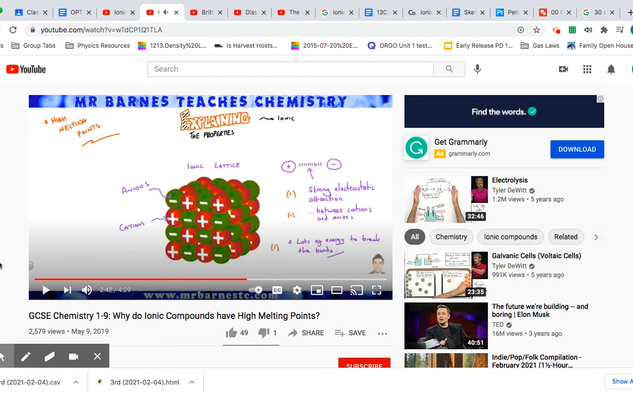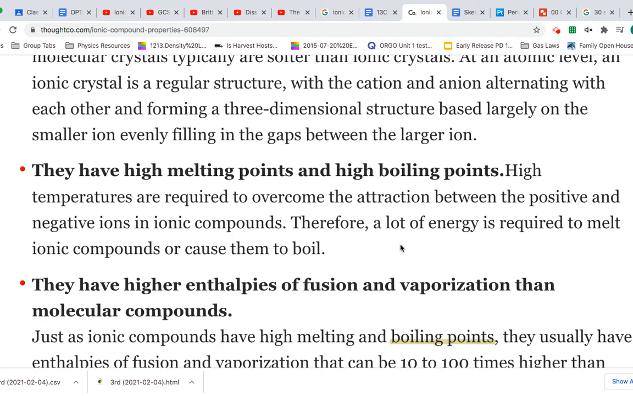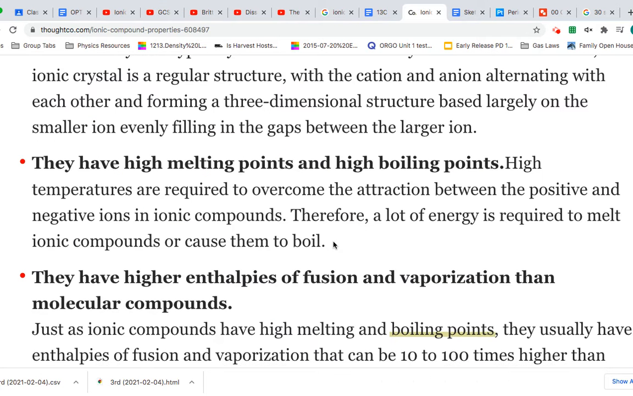Okay, so this is the reason why these things have a high melting point, because these are very attracted to each other. This positive and this negative, this is a strong electrostatic attraction between the positive and the negative. So it requires a lot of energy, which would be more heat, and that's a higher boiling point. That's why we have a high melting point and high boiling point in ionic compounds.